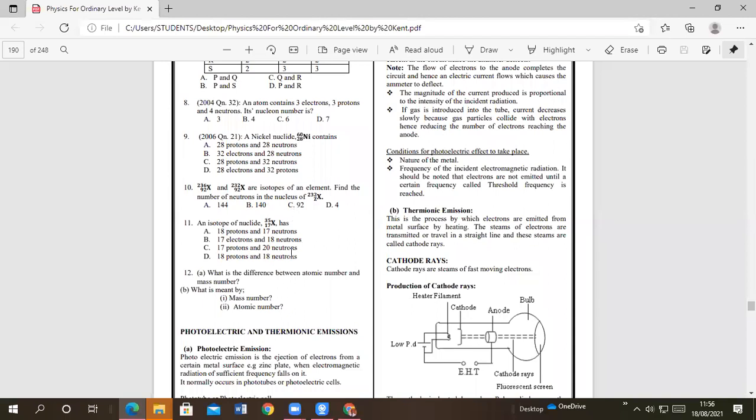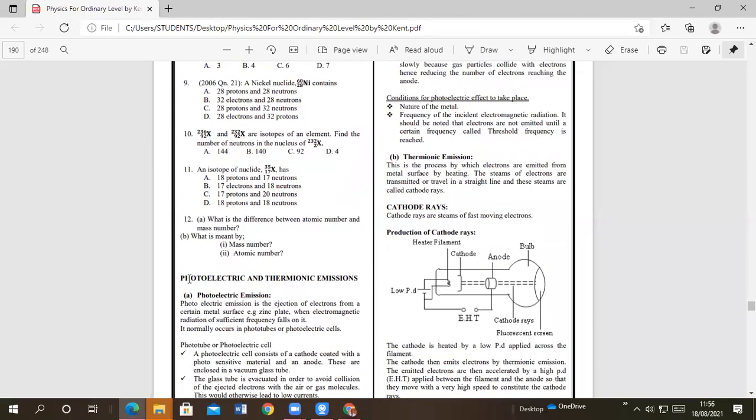So let us look at photoelectric emission or thermionic emission. Mwesigwa, do you hear me very well? Mwesigwa, are we together? Mwesigwa, unmute.